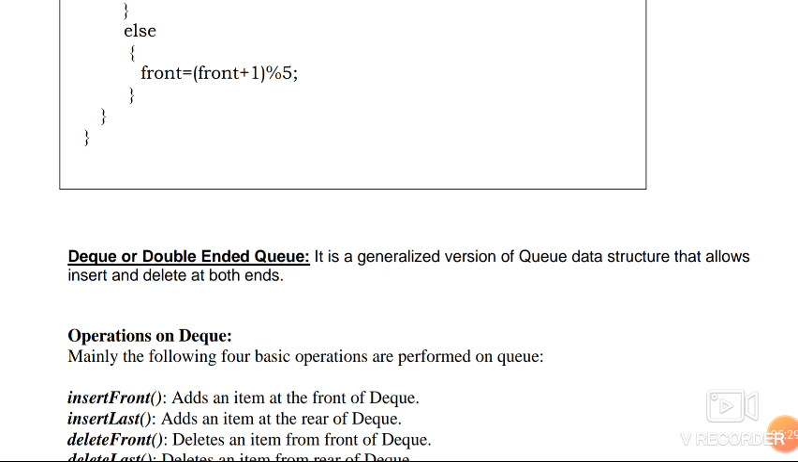But in case of a double-ended queue, we can perform the insert operation from the rear as well as from the front. Similarly, we can perform the delete operation from the front as well as from the rear. DQ has two types: input restricted queue and output restricted queue. In input restricted queue, we can perform the insert operation from the rear as well as from the front.